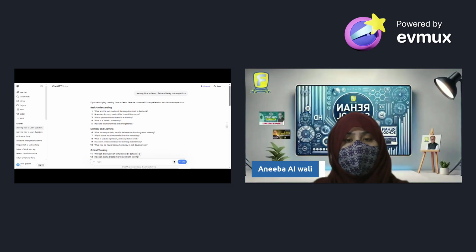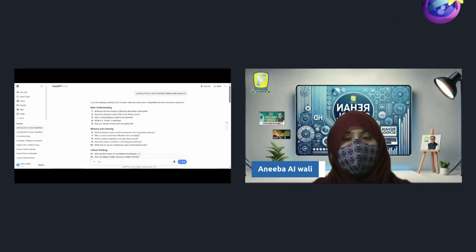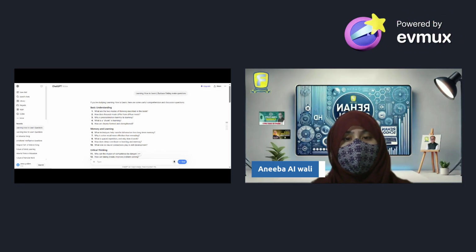What is chunk in learning? That's a really interesting concept. In the book, a chunk is basically a small packet of information your brain groups together. Once you practice something enough, like a skill or a concept, your brain links related bits of knowledge into one chunk. So instead of processing every tiny detail separately, your brain can handle more complex ideas as a single unit, making you more efficient at learning.